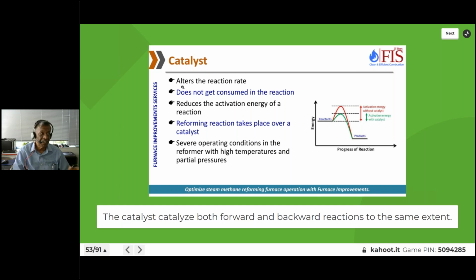So what the catalyst does is it alters the reaction rate. Catalysts do not take part in the reaction. They don't get consumed. They basically lower the activation energy of the reactant. If you see in this chart, we have reactants over here, and without catalyst, it will be much higher. But with catalyst, we lower the reaction activation energy, and that is why we get conversion. Okay, so without catalyst, we will have to go to extreme conditions, and the conversion may be very, very low.